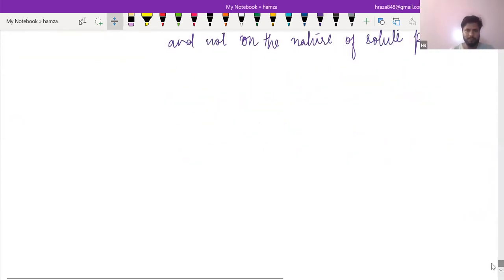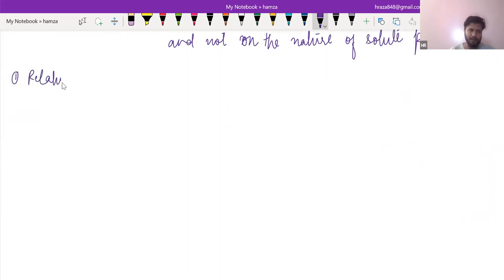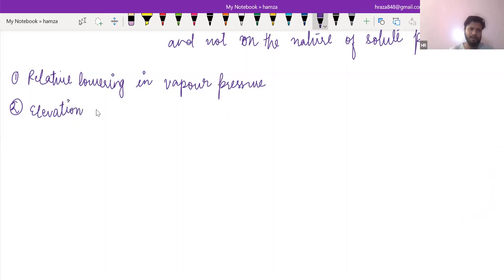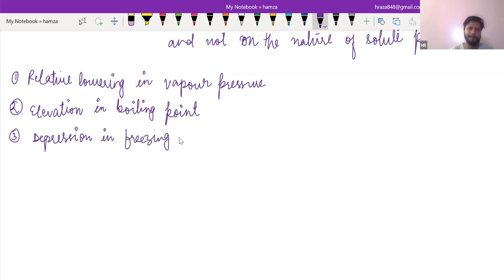Okay. So there are four colligative properties. I'm going to write the names. The first one is relative lowering in vapor pressure that we already covered. The second one is elevation in boiling point. The third is depression in freezing point. And the fourth one is osmotic pressure. I'm going to explain one by one.